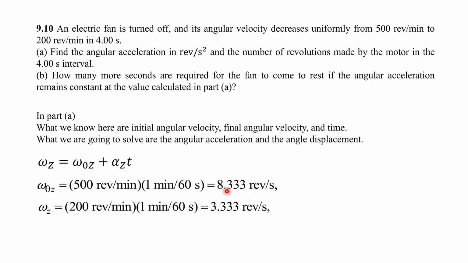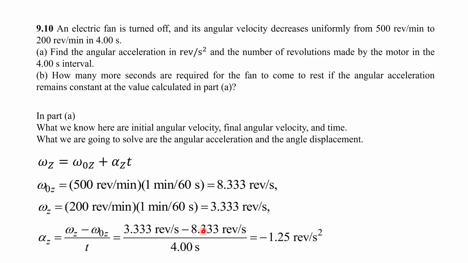Then we use these two numbers to calculate the angular acceleration. We use the final angular velocity minus the initial angular velocity over 4 seconds. Then we get a negative number. The negative means this acceleration is negative, and this is a deceleration. That makes sense because the fan is turned off, so everything slows down. Okay, the next question is how to solve for the angular displacement.